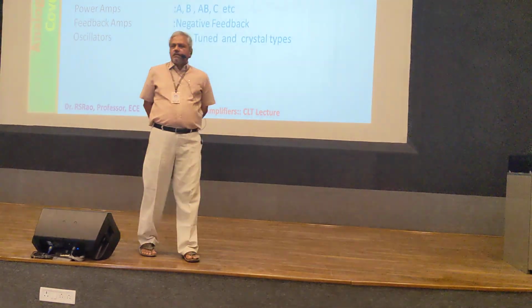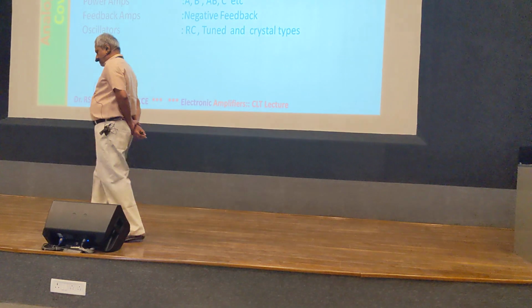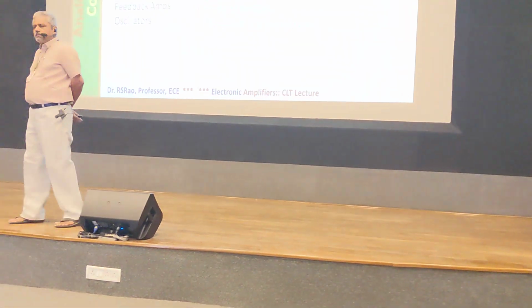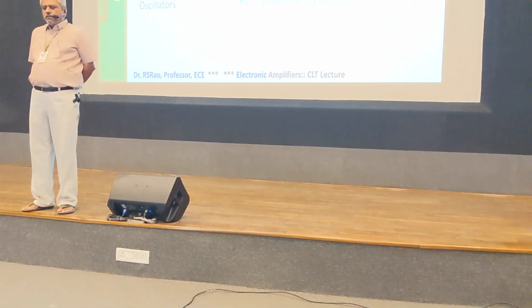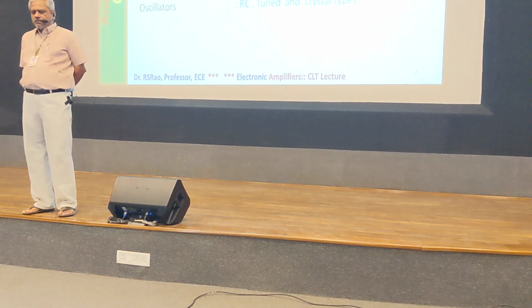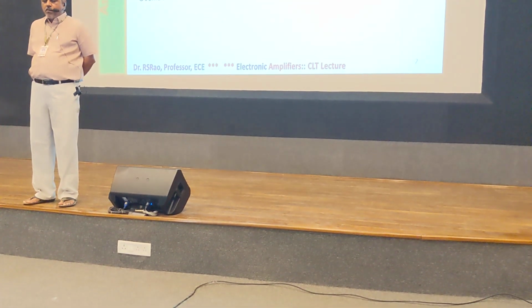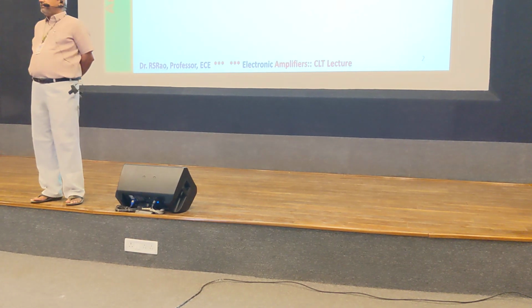When it comes to CC, it is a current amplifier. It has a high input impedance and low output impedance, and CG, CD, their properties correspond to CB, CC, there is nothing much to do. So this is as far as single stage amplifiers are concerned.